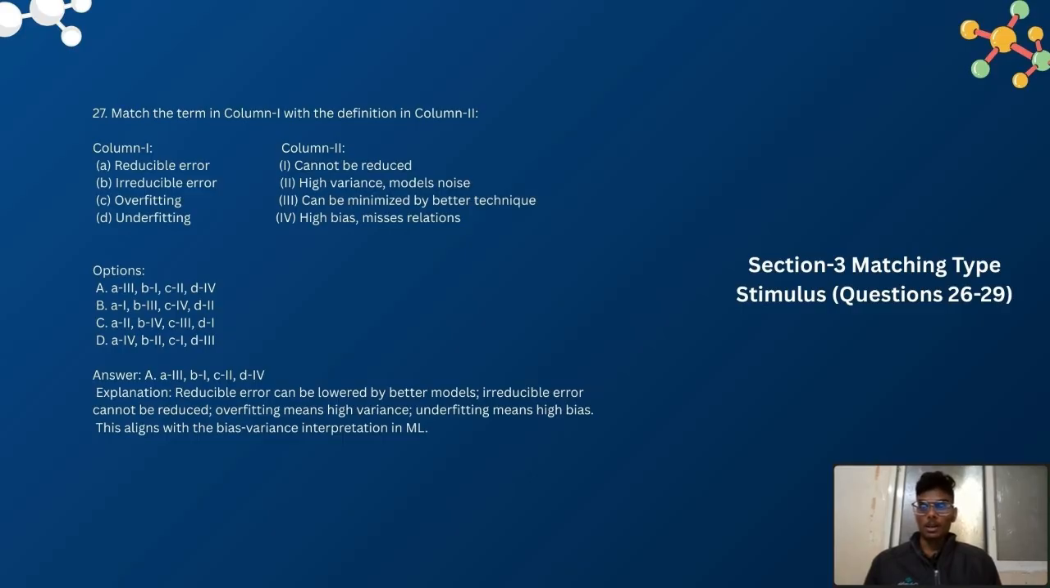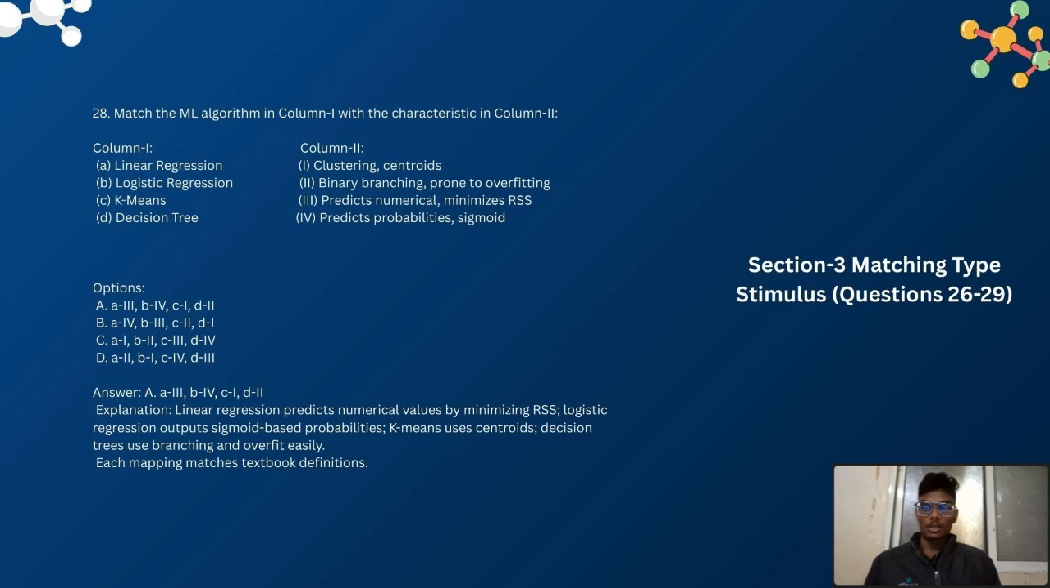Question number 28. Match the ML algorithm in column 1 with the characteristics in column 2. Linear regression predicts numerical values by minimizing RSS. Logistic regression outputs sigmoid based probabilities. K-means uses centroid based decisions. Decision trees use branching and overfit easily. Each mapping matches the textbook definition.